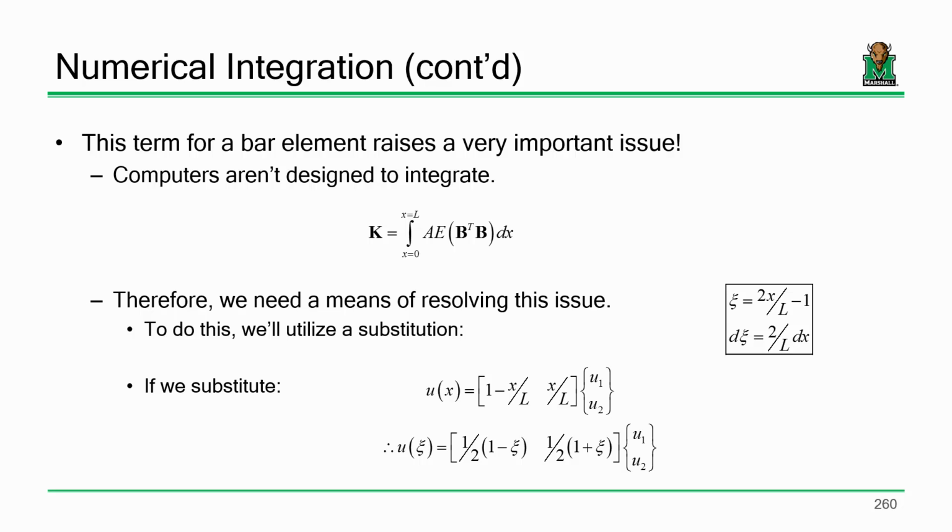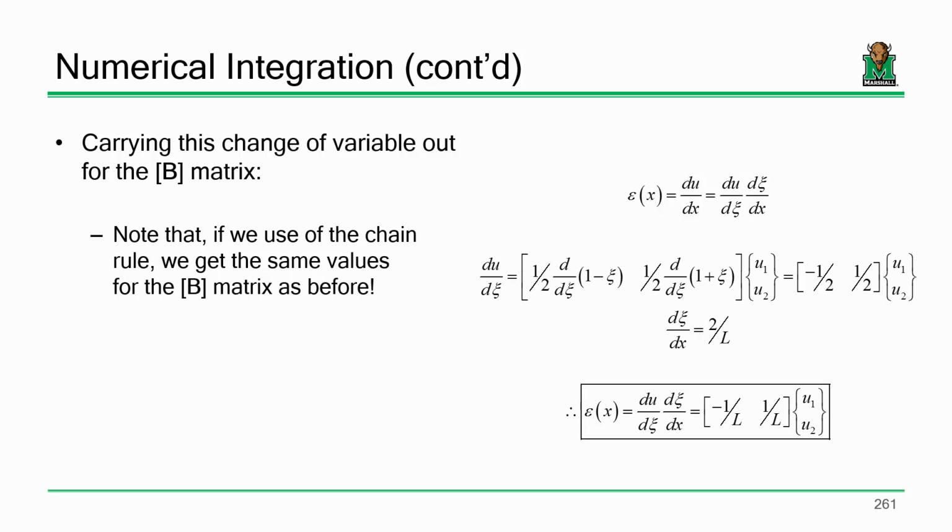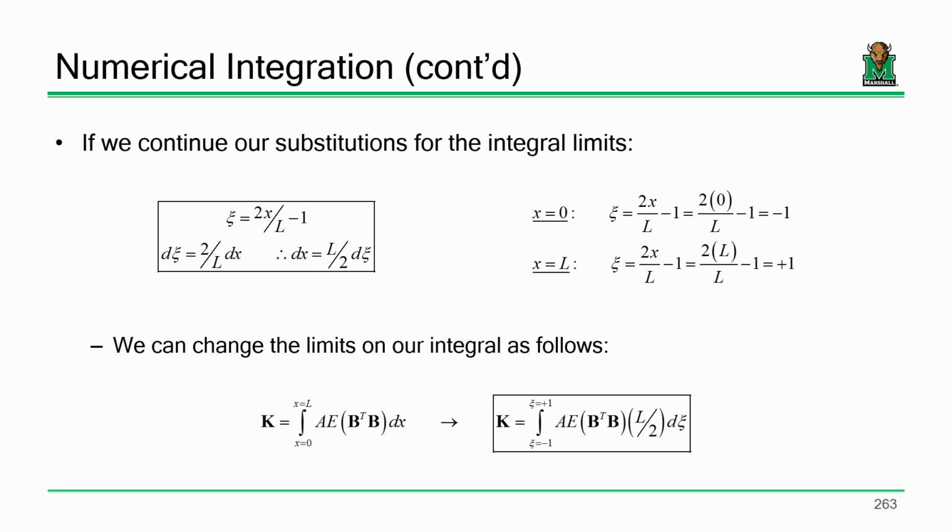I'll skip through all this; you have all seen it before. But if I look at it in terms of xi, I'm now integrating from -1 to +1. That has significant advantages from a numerical integration standpoint. There are a host of numerical integration techniques, but in order for them to work, you need to define some reasonable boundary for your integration, and -1 to +1 is a very common one.